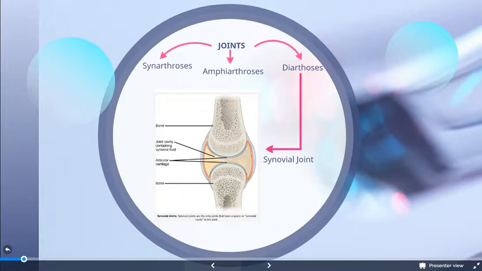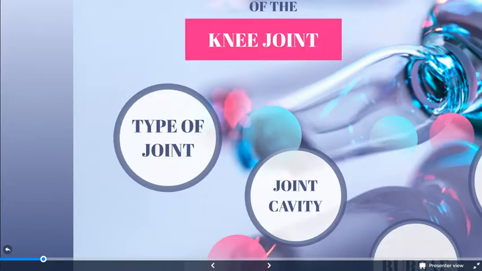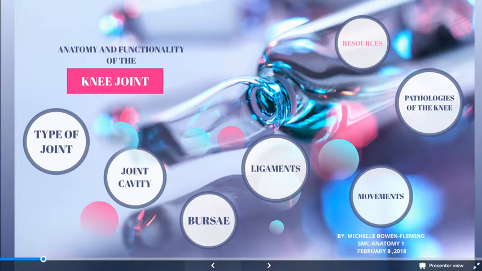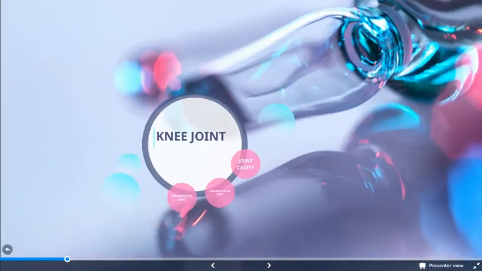A synovial joint is where the articulating bones creating the joint are separated by a joint cavity. The cavity is filled with a thick fluid called synovial fluid to prevent friction within the joint. Before we go in depth about the functionality of the knee joint, let's discuss the anatomy of the knee.